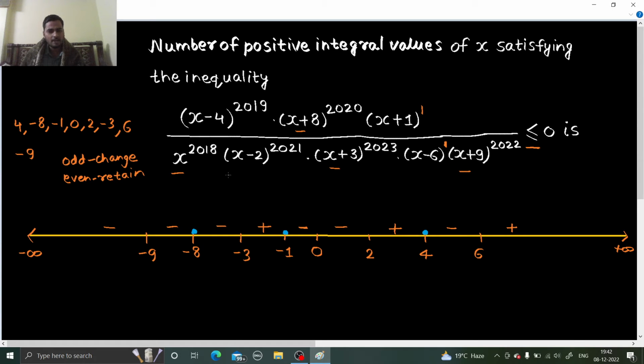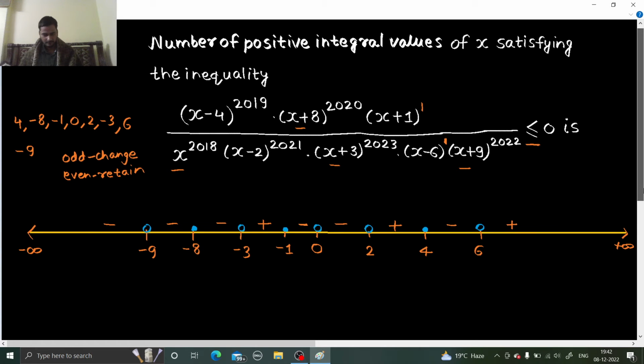All points in the denominator, that is x equals 0, will not be included, because this makes the denominator 0, which is never accepted because the expression is not defined. And x equals 2 will cause the same problem. x equals -3 will again cause the same problem. -9 again, and 6 also. We have done this so that we don't forget to mark these points if they are not part of any interval.